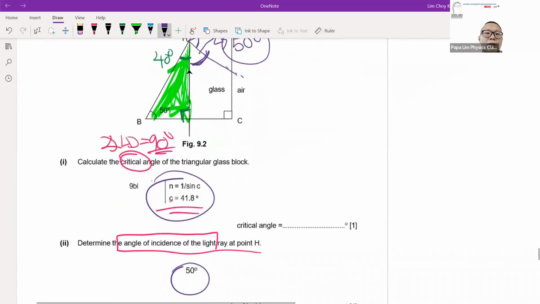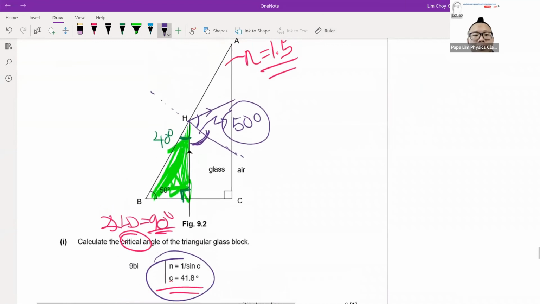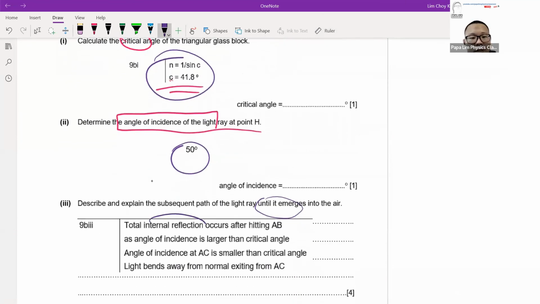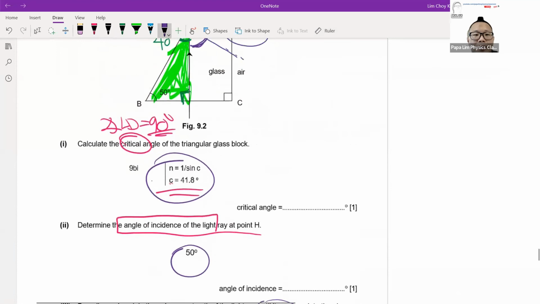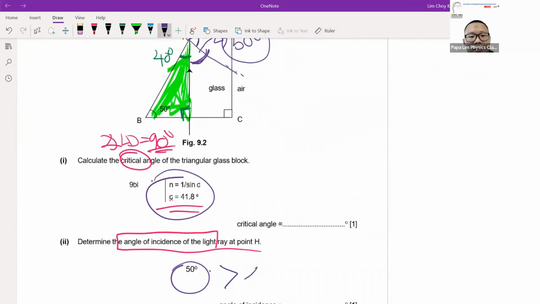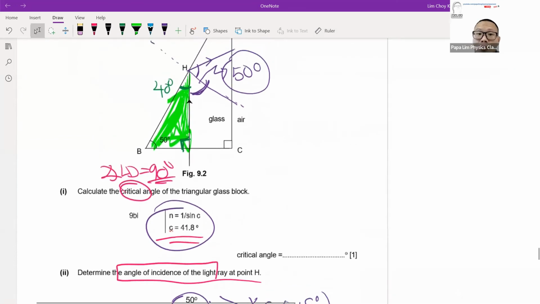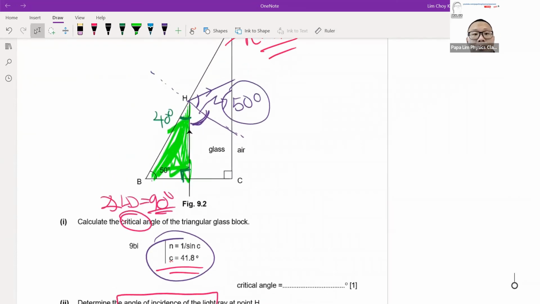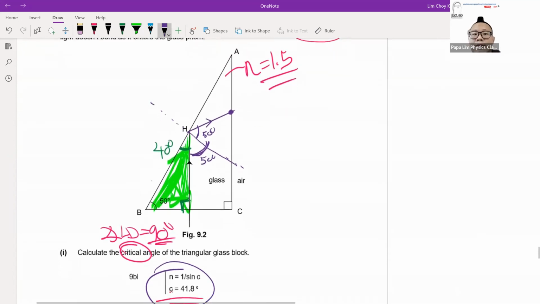Why? Because at this angle at BC, there is a total internal reflection. At 50 degrees, this angle is bigger than my critical angle, which is 41.8. So if I'm bigger than 41.8, total internal reflection will occur. So I will end up at this particular location here. Let me erase it. So this is 50 degrees. It will be reflected at surface AC.